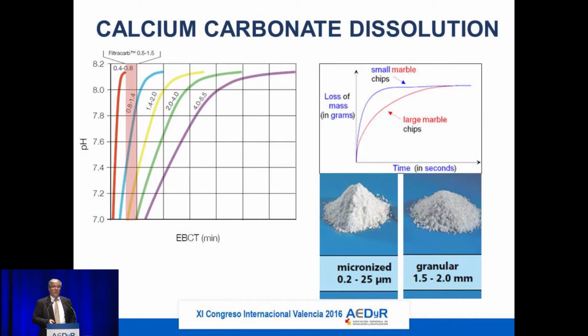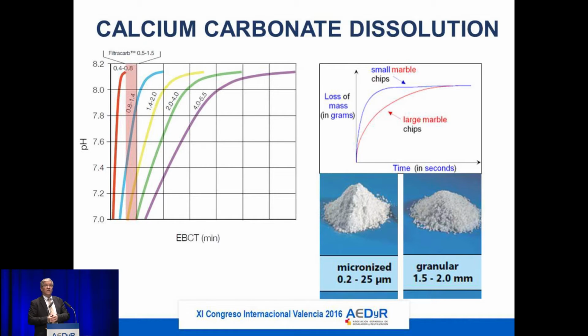If you look at calcium carbonate, this is a simple thing. The smaller and finer the calcium carbonate gets, the faster the dissolution. There is maybe a limitation, but looking at current calcite contactor processes, it's simple: the smaller the particle size, the faster the dissolution rate.